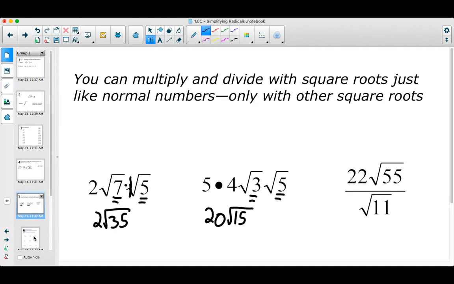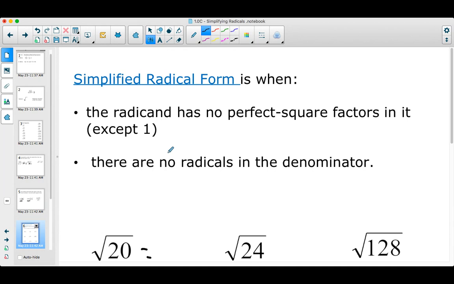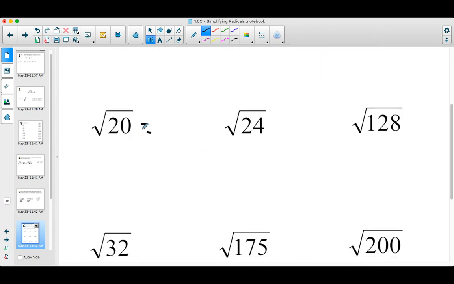Now the key thing is, how do we simplify it down even more? Your simplified radical form is when it has no perfect squares in it, and there are no radicals in the denominator. This will be a big thing coming up later. You have to have that. So let's just do the square root of 20. The square root of 20 is broken down easily into the factors 4 and 5. 5 is a prime number, can't break down anymore. 4 can be broken down into 2 and 2. These are the prime factors.